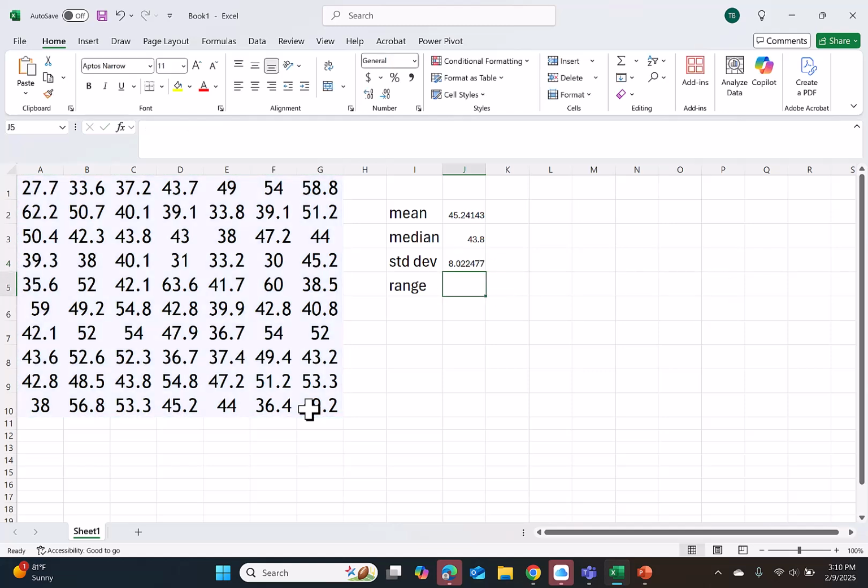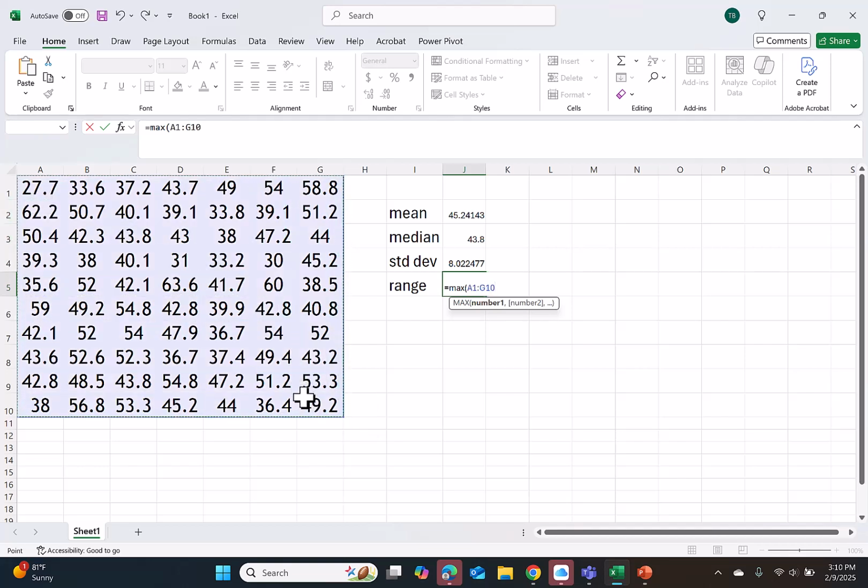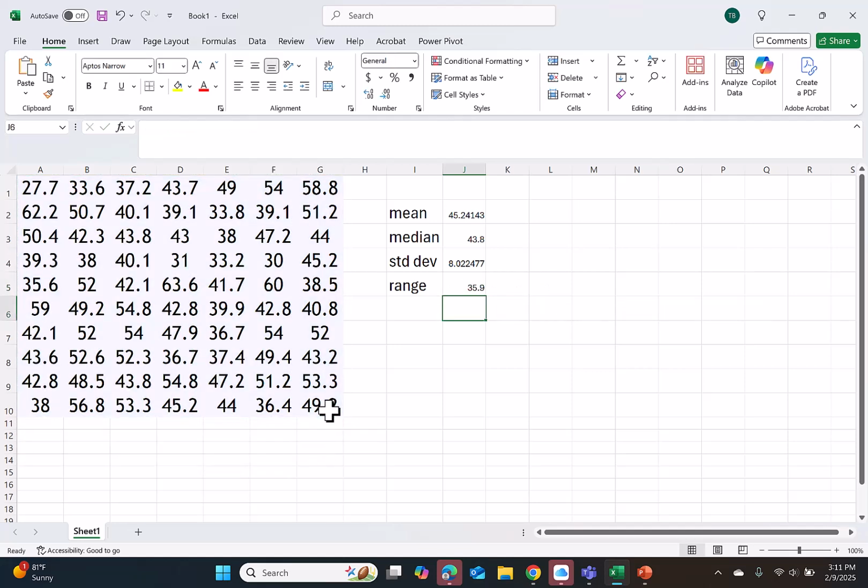The last one is range. I type equals, and then I select max, highlight all of the data, close the parenthesis because we have to do one more command. I do minus the min. So the range is telling me the highest value minus the smallest value. So make sure you go all the way down to all of the data. Close the parenthesis, push equals, and it found my range.